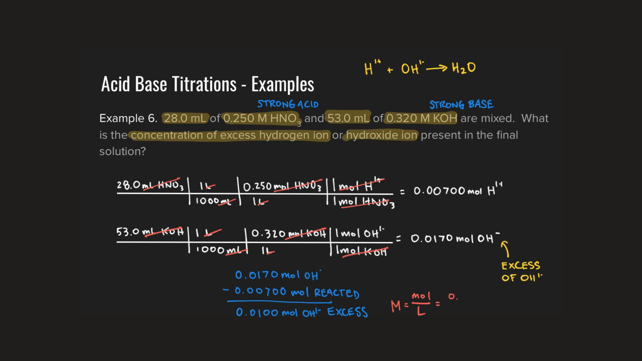So I've got 0.0100 moles of my hydroxide ion base. And I'm going to divide that by my total volume of solution. I can real quick add up there, 53 milliliters and 28 milliliters gives me 81 milliliters. Convert that into liters so I can do a molarity calculation, which is 0.0810 liters. And I divide then and get a final molarity here of the excess hydroxide ion present of 0.123 molar hydroxide ion present after that neutralization reaction goes to completion.